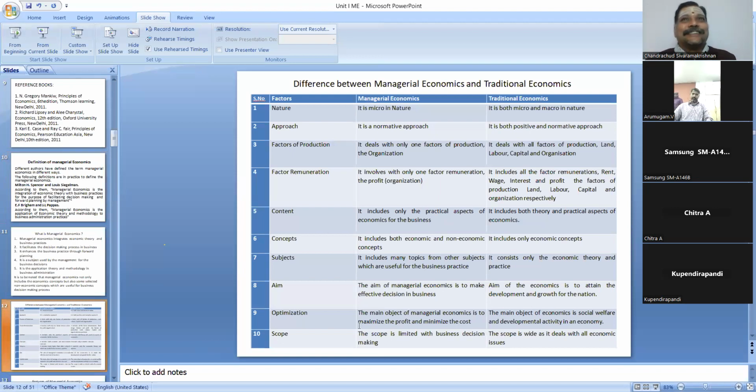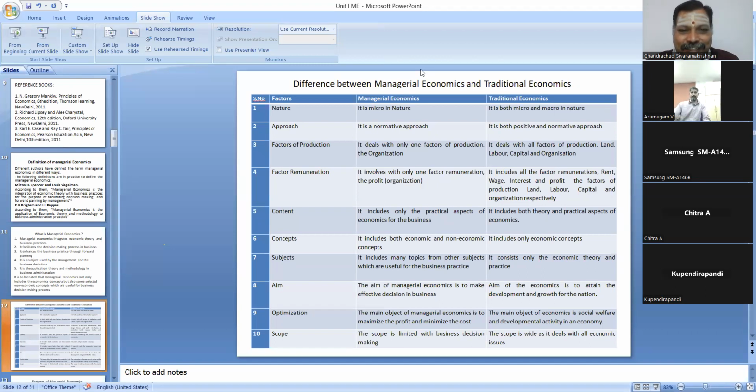Traditional economics is a few thousand years old, but managerial economics is 50 to 60 years old. So what we studied in economics cannot necessarily be applied in management. What are all the economic concepts required for a business? That particular part will be managerial economics. So it's an integral part, but not fully, because it is micro in nature. I have given 10 factors to distinguish managerial economics and traditional economics.